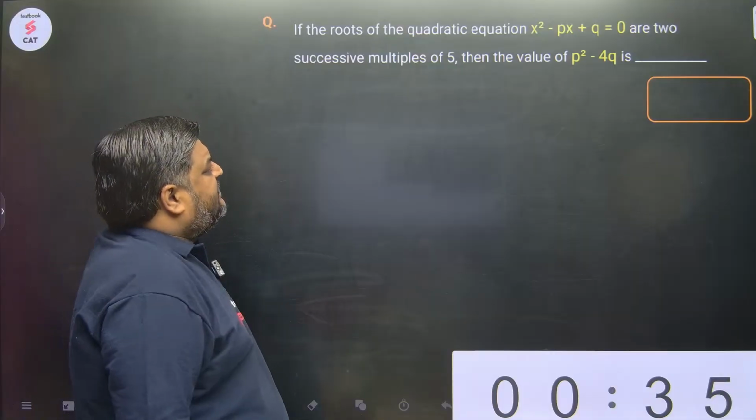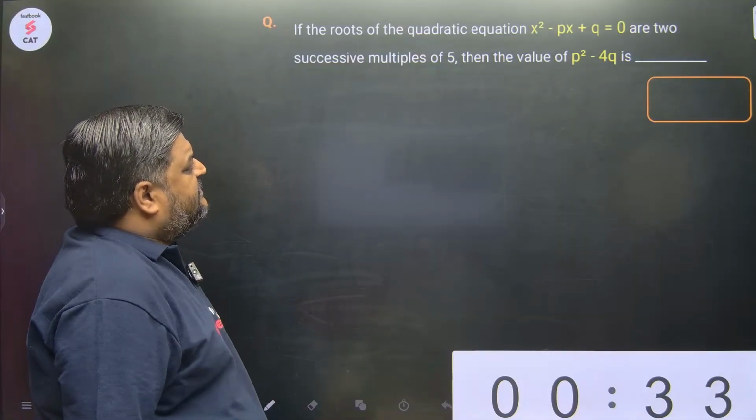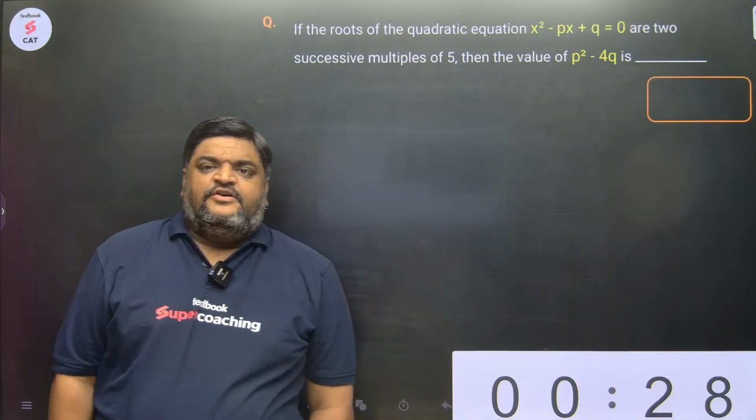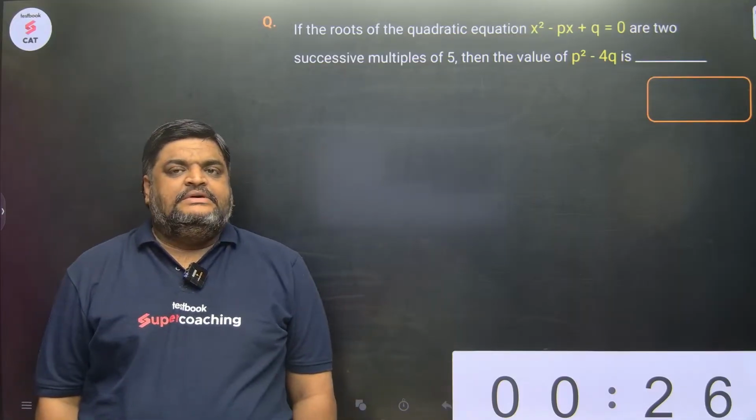If the roots of the quadratic equation x square minus px plus q is equal to 0 are two successive multiples of 5, then the value of p square minus 4q is what?